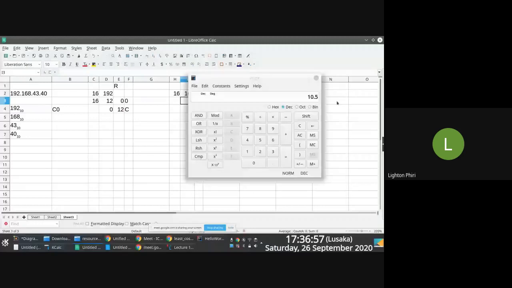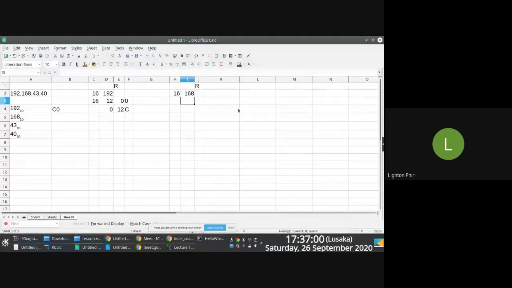So 16 into 168 is 10. What is the remainder? The remainder is going to be 0.5 times 16, which is 8. Then 16 into 10 is 0, remainder 10. But remember that we need to convert anything that's 10 and above to the equivalent hex symbols. 8 is preserved, 10 is A.